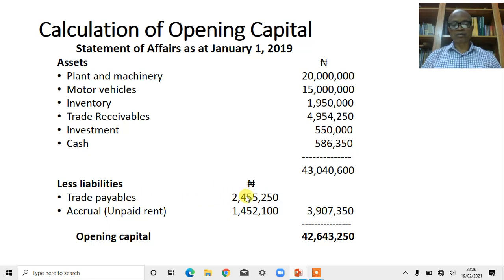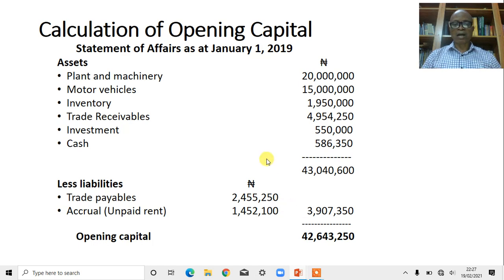Trade payables, 2,455,250, and then accruals, that's unpaid rent, is 1.4 million naira. Adding the two together will give you 3,855,250 naira. Now, in order to calculate the opening capital, you need to deduct the liabilities from the assets. So here we have 43 million, and then you have 3 million being deducted from 43 million. That will give you 42,643 thousand, rather 250 naira. So that's the opening capital for this particular owner of the business.